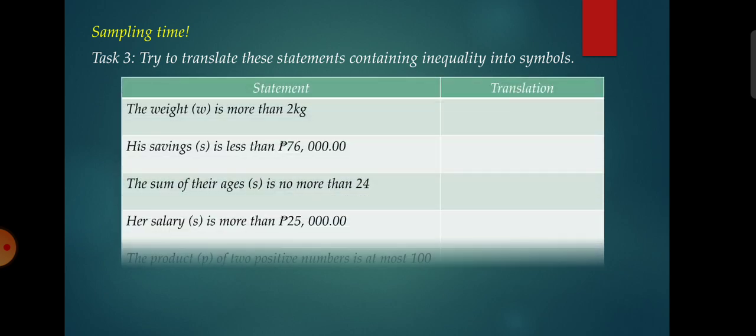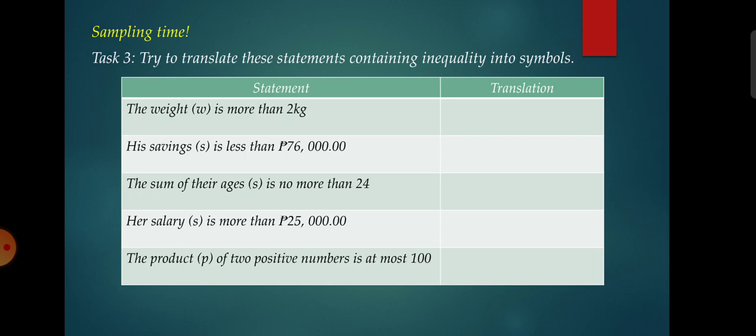Okay, let us try this one. Task number 3. Try to translate these statements containing inequality into symbols. Same ganina. So there the given statement, the weight is more than 2 kilograms. Second statement, his savings is less than 76,000 pesos. Third, the sum of their ages is no more than 24. Then the fourth one, her salary is more than 25,000 pesos. The last one, the product of two positive numbers is at most 100. You give your own translation.